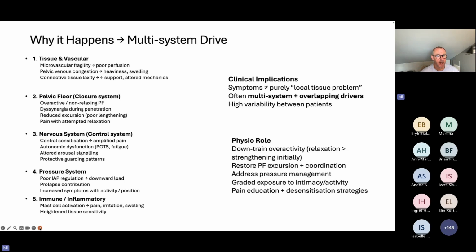during sex. Maybe immune. I've had one patient who had sensitivity to her partner's semen, and they thought that was really tied in with her mast cell activation, caused pain, irritation, and swelling, heightened tissue sensitivity, and they kind of got around that by using condoms. Which is fine unless you want to try and have a baby, of course.